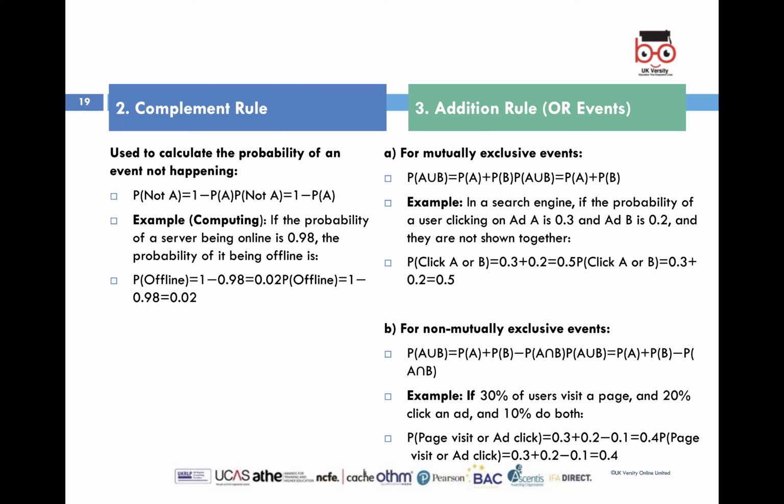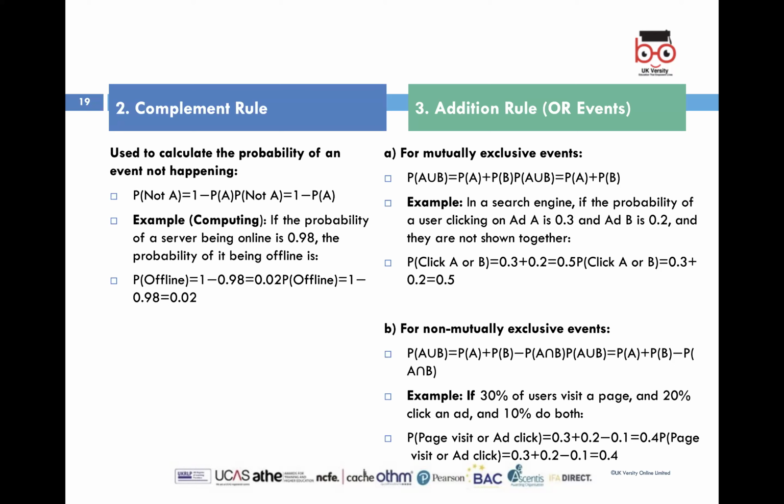Addition rules. For mutually exclusive events, P(A or B) equals P(A) plus P(B). For example, in a search engine, if the probability of a user clicking on ad A is 0.3 and ad B is 0.2, and they are not shown together, P(click A or B) equals 0.3 plus 0.2, which equals 0.5.